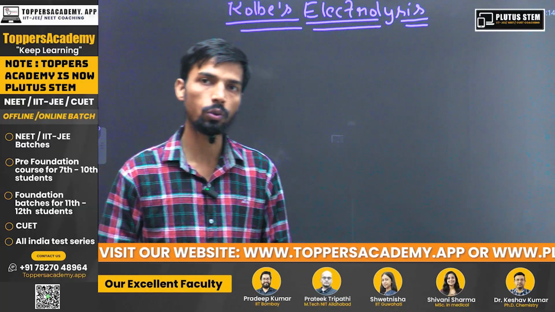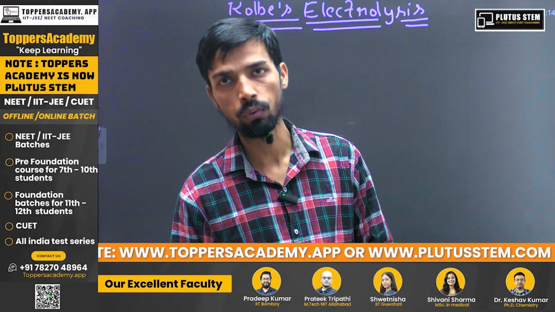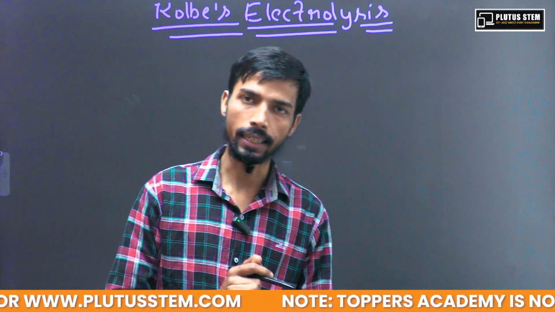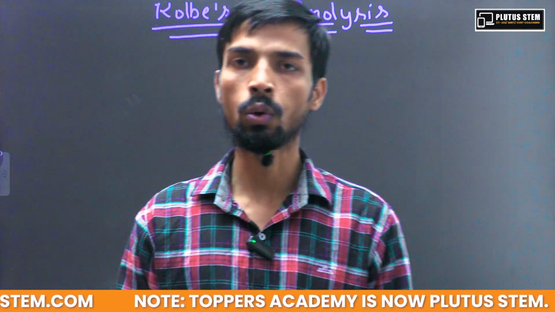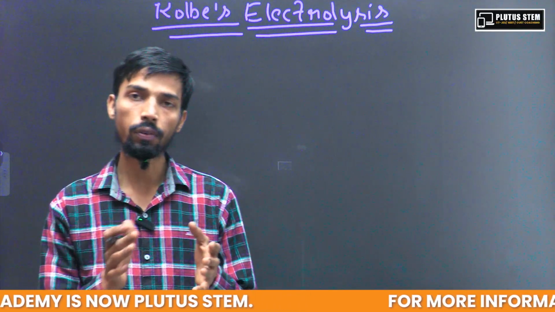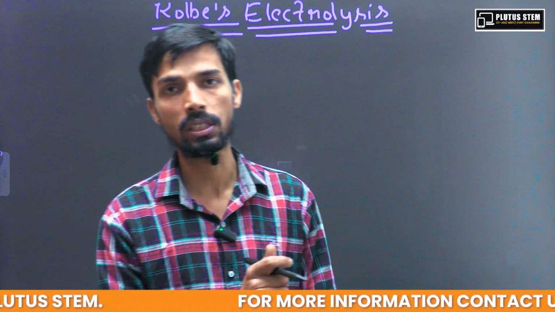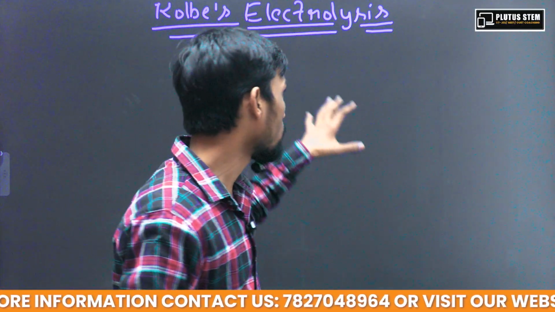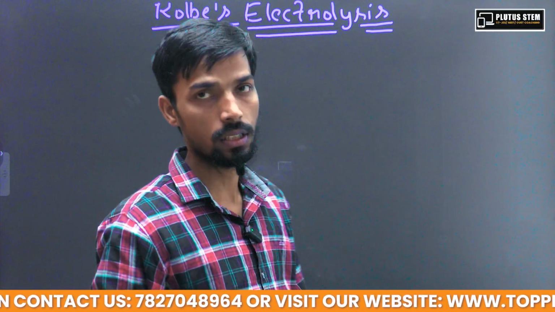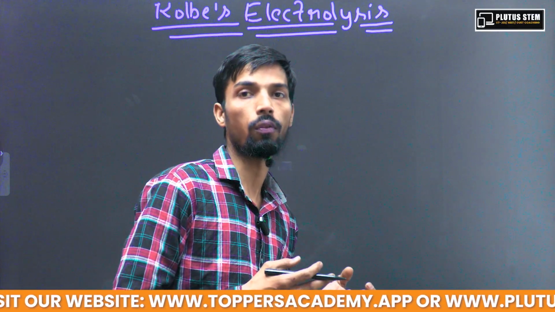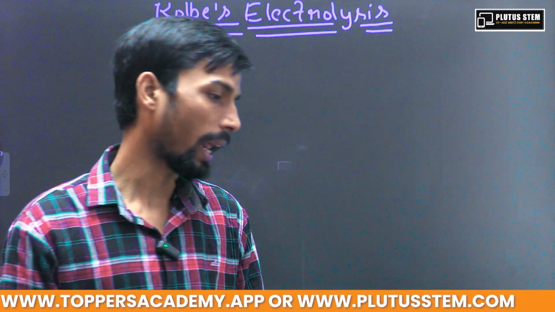Today we are going to discuss another name reaction, that is Kolbe electrolysis. This is very important for the preparation of hydrocarbons, specifically alkanes. We use the sodium salt of a carboxylic acid in aqueous solution and subject it to electrolysis. What we are going to see is the preparation of a hydrocarbon, or alkane.